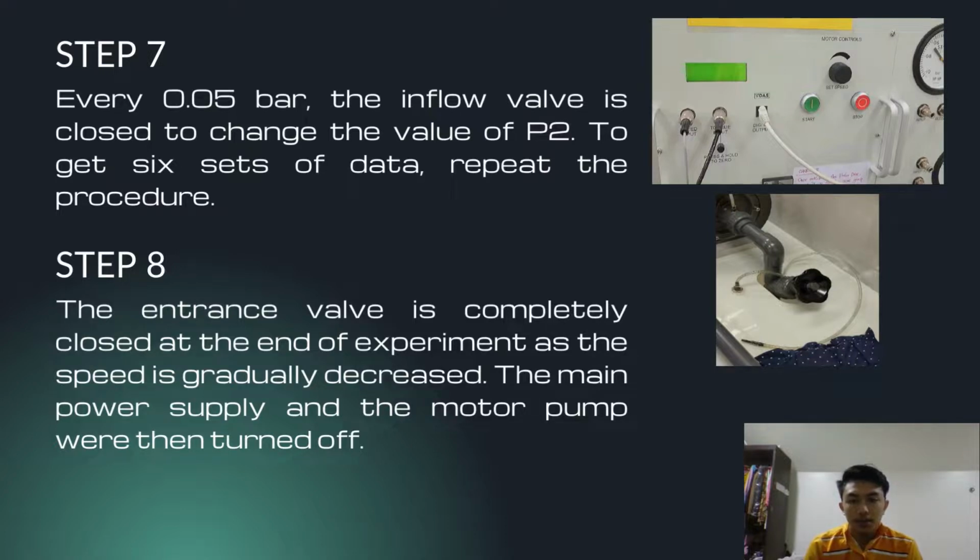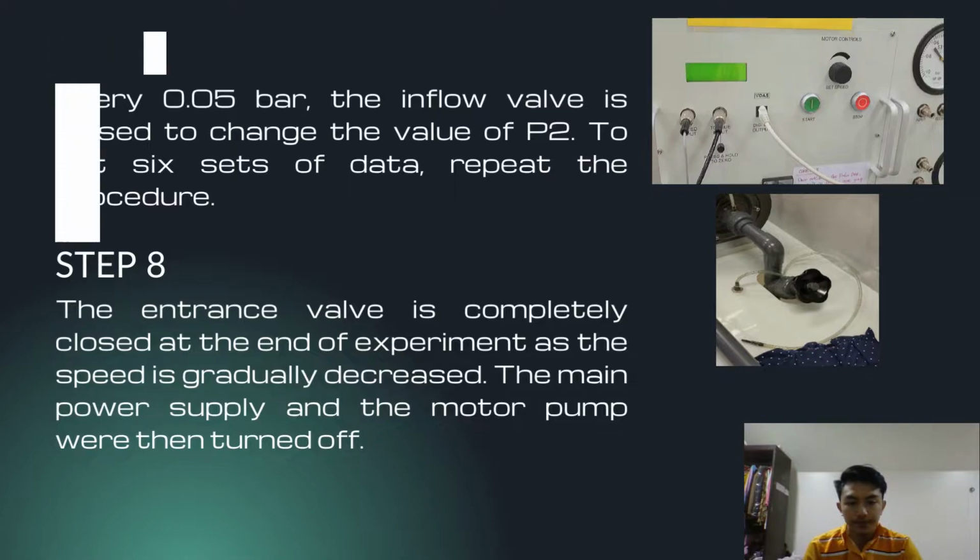Last step, step 8. The entrance valve is completely closed at the end of the experiment as the speed is gradually decreased. The main power supply and the motor pump are then turned off. That's all from me, thank you.